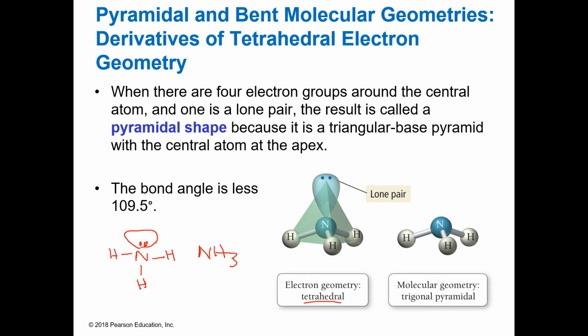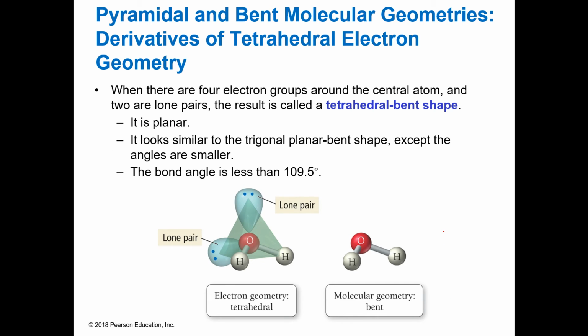What happens is it pushes the bond angle down a little bit. So instead of this bond angle being 109.5, it makes it a little less because this big space just pushes those hydrogens down just a tad. So the molecular geometry for ammonia is actually trigonal pyramidal.